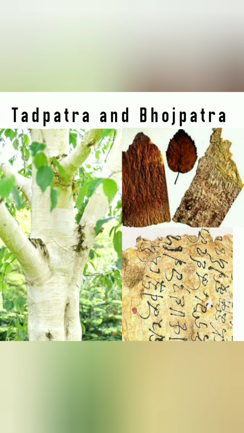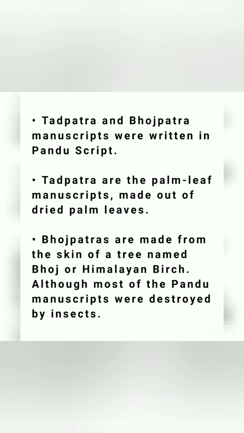Tadpatra and Bhojpatra. Manuscripts were written in Pandu script. Tadpatra are the palm leaf manuscripts made out of dried palm leaves. Bhojpatras are made from the skin of a tree named Bhoj, or Himalayan birch. Although, most of the Pandu manuscripts were destroyed by insects.